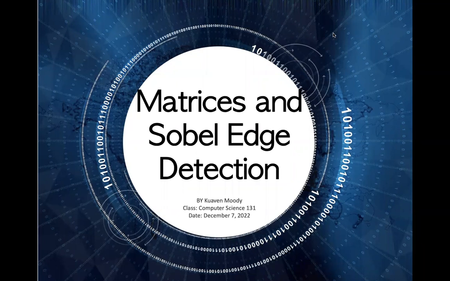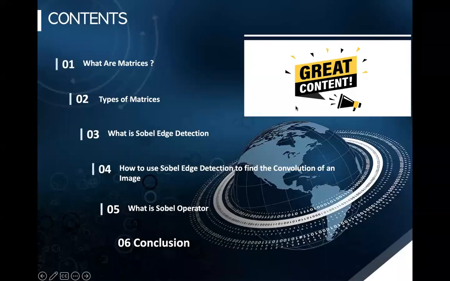This is Computer Science 131, and in today's presentation, I will be explaining matrices and Sobel edge detection. In this presentation, we're going to be going over what matrices are, the types of matrices, what is Sobel edge detection, how do you use Sobel edge detection to find the convolution of an image, the Sobel operator, and our conclusion.